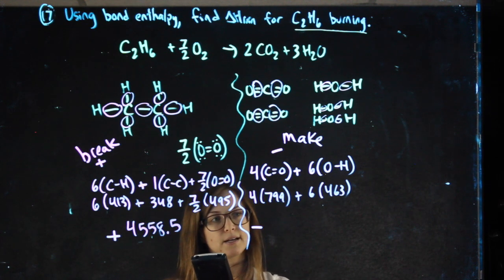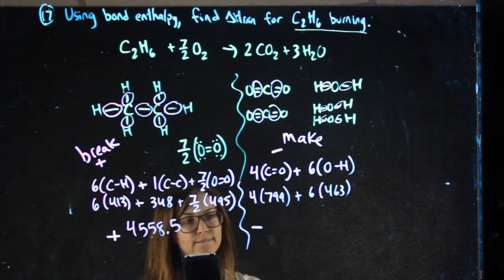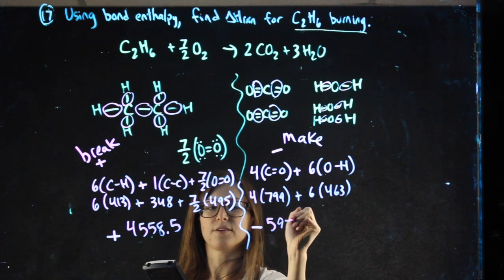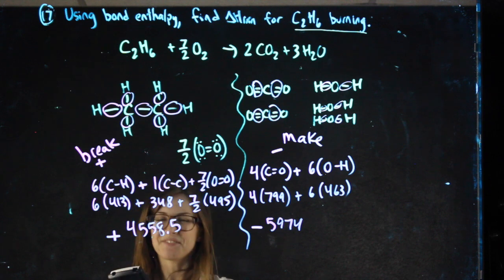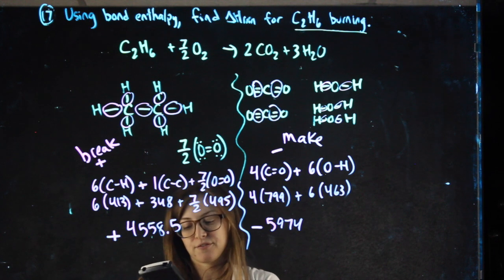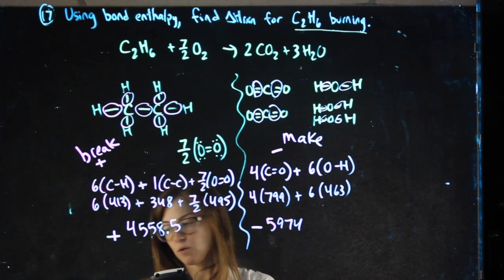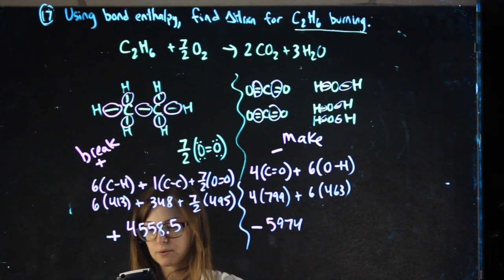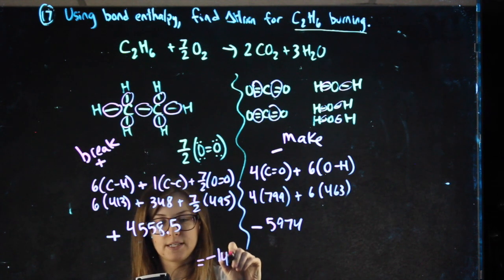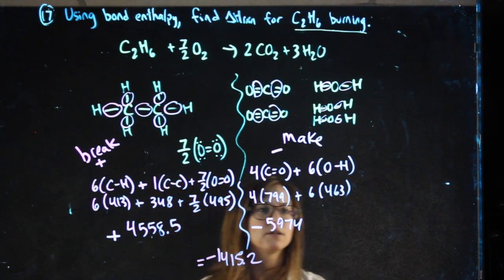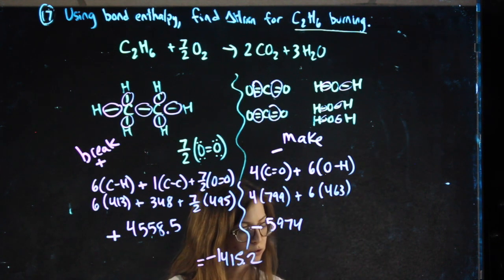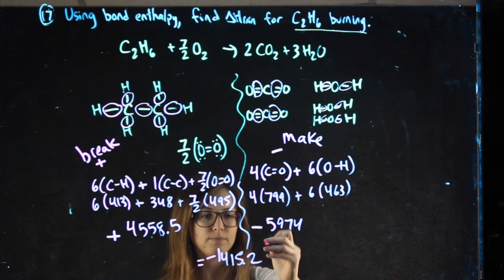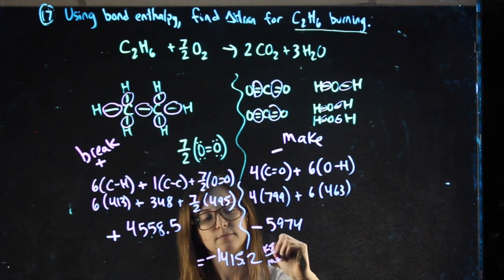For my making side, I get 5974, but it's negative. So my calculator, 4,558.5 plus negative 5974. I end up with negative 1415.2. I hope that came up on the screen. Yes, it did. And you'll just use the units off of the chart, kilojoules per mole. And we're done.